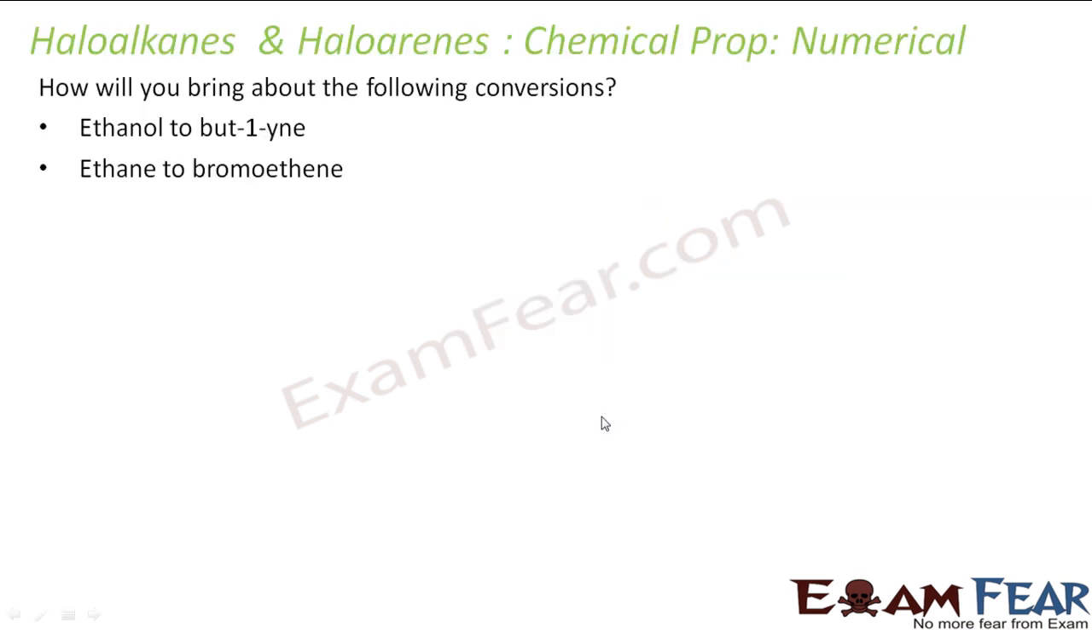Let's take some examples. The first one: you have to convert ethanol to butyne. So if you see, this is my ethanol, CH3CH2OH, and this is my butyne. Let me draw it: CH3CH2C≡CH. Ethanol has 2 carbons and butyne has 4 carbons, so you have to add carbons.